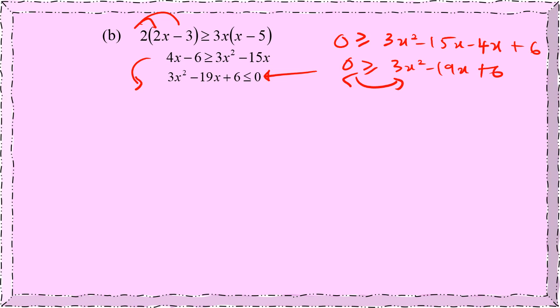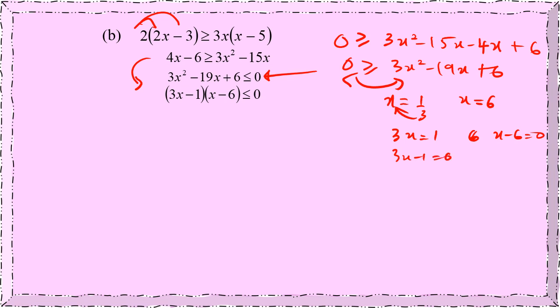So after that, what do we need to do? Yes, factorize, always factorize. So use your calculator. So we get 3x minus 1, and if you use the calculator, you get x equal to 1 over 3, and x minus 6, x equal to 6, right? So don't forget to rearrange. This is 3x equal to 1, this is x minus 6 equal to 0. So this one will be 3x minus 1 equal to 0. So this will be our factor. So we have 3x minus 1 times x minus 6 less than or equal to 0.